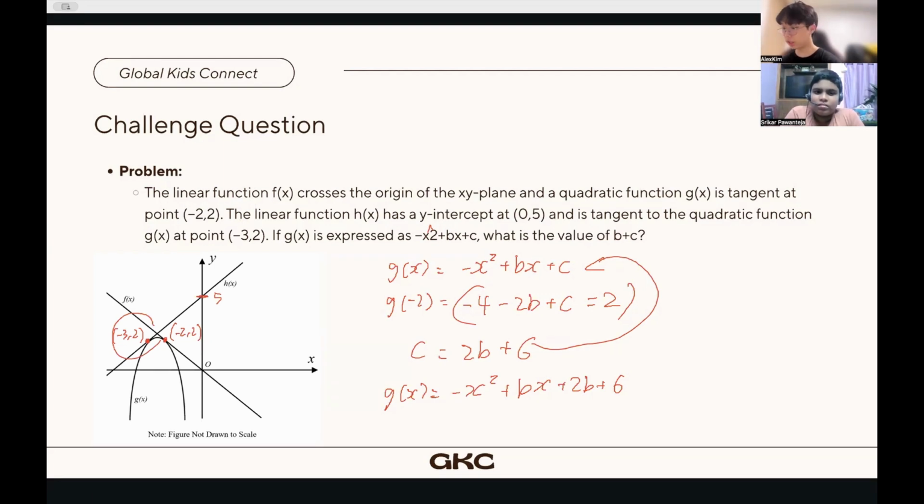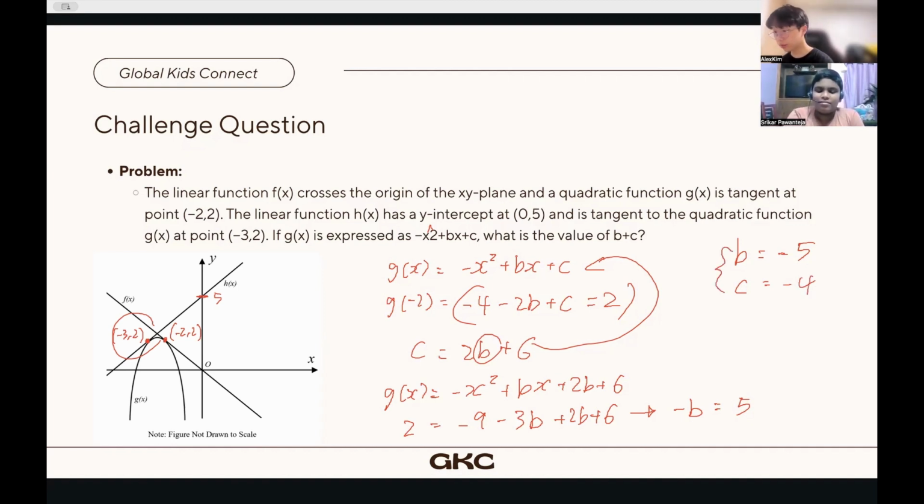We also have another point that we can use, so we'll use (-3, 2). So we get 2 equals -3 squared is 9, so -9 + (-3b) + 2b + 6. If we simplify this, we get -b on one side, and on the other side, we get 5. So we can say that b is equal to -5, and c is equal to, if we replace this b with -5, we get -10 + 6, so -4. Yeah, no worries.